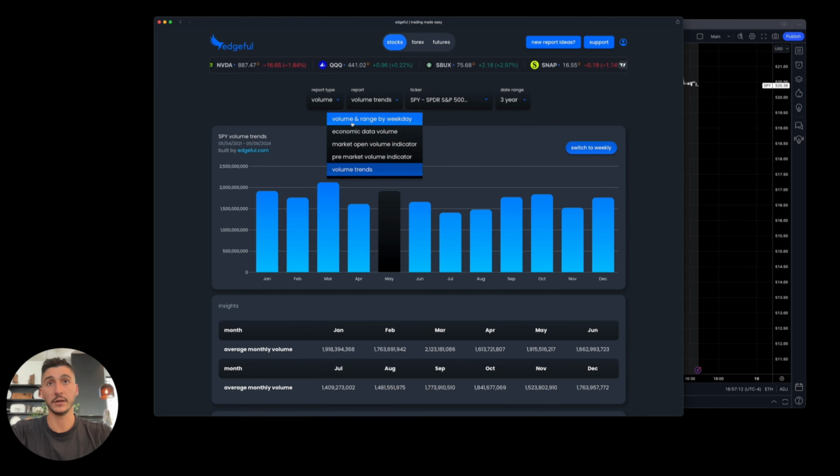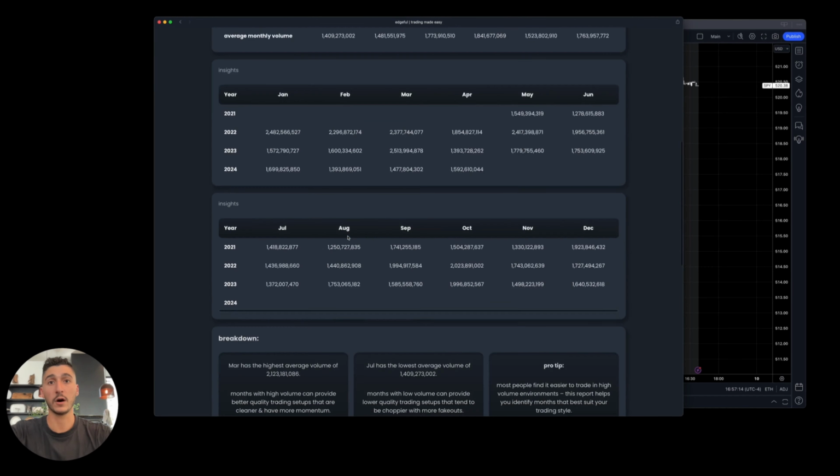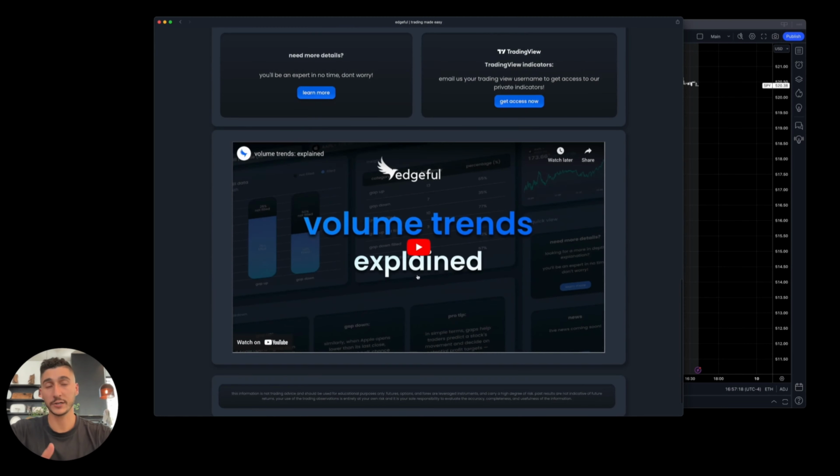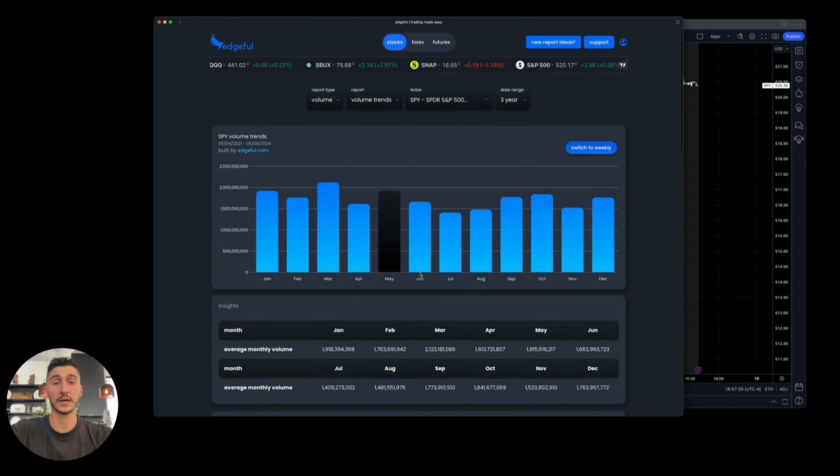And you can obviously look at the other ones. We have videos for all of the reports, so you can see right here. Any of the ones that I haven't covered, just make sure to watch that video. But specifically as an options trader, this is how you can look at the volume report type on edgeful.